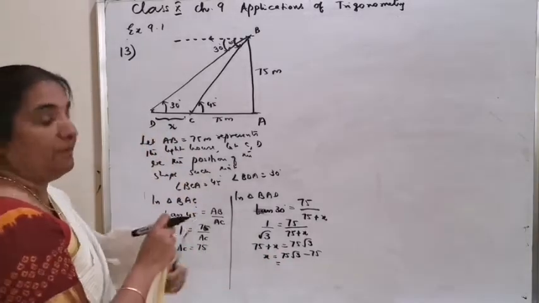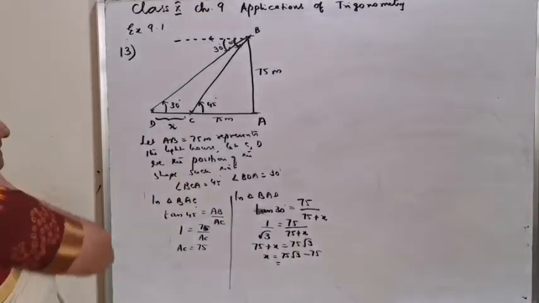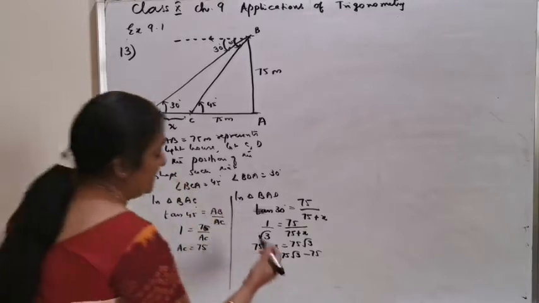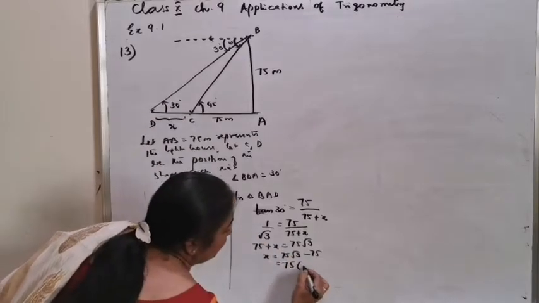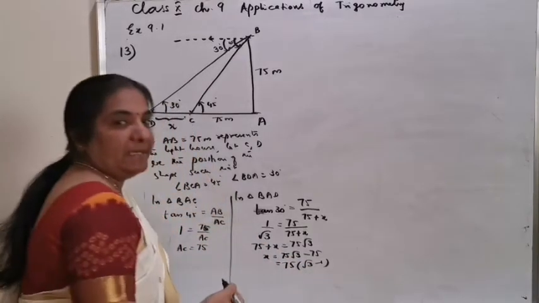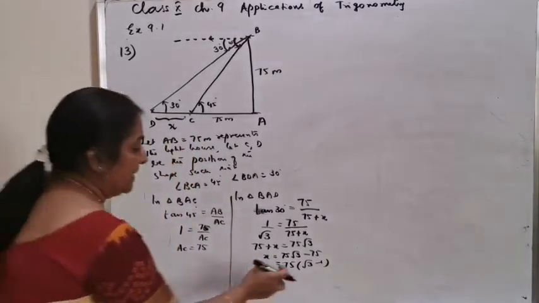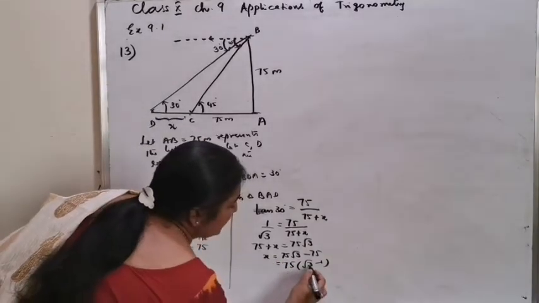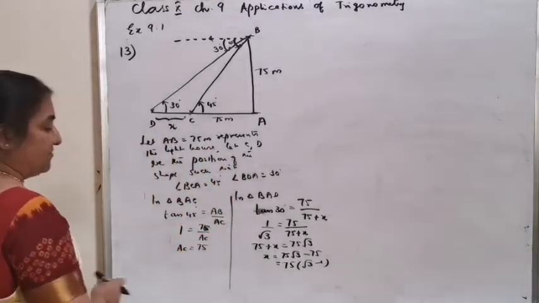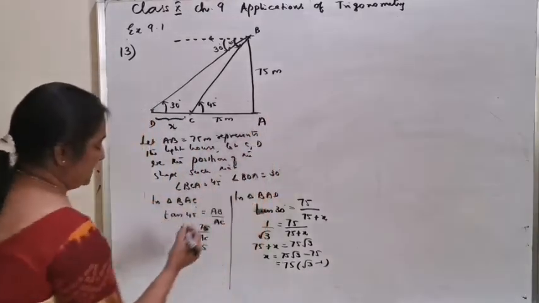How do you take the common factor? The common factor is 75, that is 75 into root 3 minus 1. Since that is the final answer required here, you can write it as multiply by 0.73. So how do you present the answer?